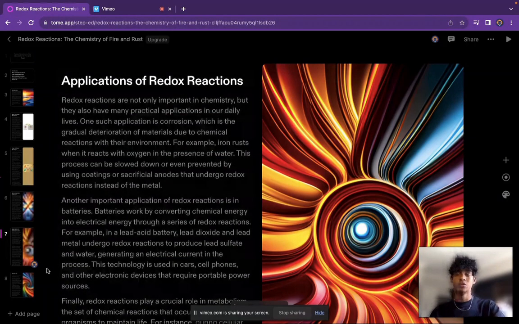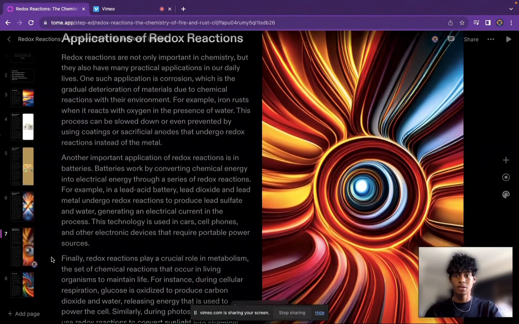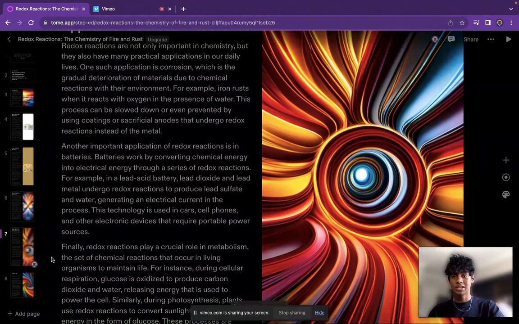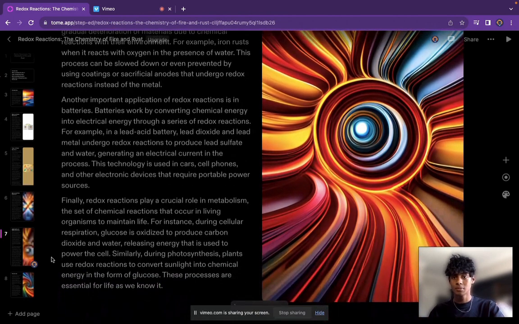What are the applications of redox reactions? Redox reactions are not only important in chemistry, but they also have many practical applications in our daily lives. One such application is corrosion, which is the gradual deterioration of materials due to chemical reactions with their environment. For example, iron rusts when it reacts with oxygen in the presence of water. This process can be slowed down or even prevented by using coatings or sacrificial anodes that undergo redox reactions instead of the metal. Another important application of redox reactions is in batteries.